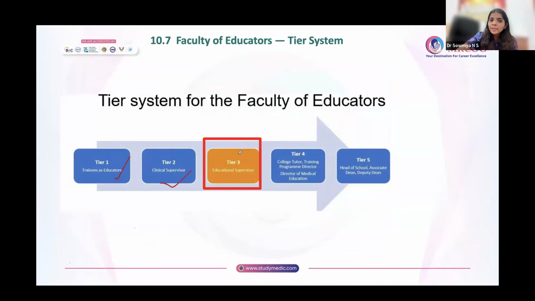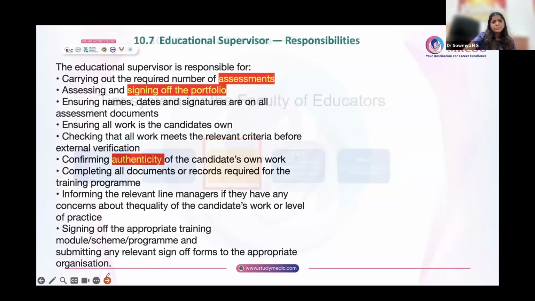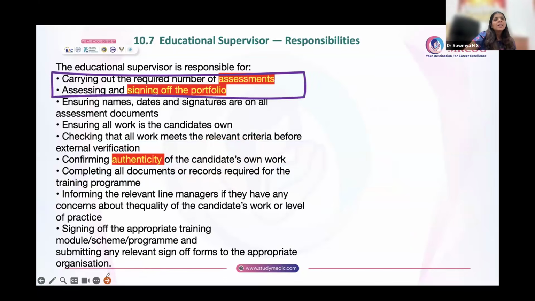Tier 2 is clinical supervisor. Tier 3 is educational supervisor. Tier 4 is college tutor, training program, PPD, director of medical education. Tier 5 is deputy dean. Okay. Now, why are they important? What are their roles? A few things so that you would be aware.